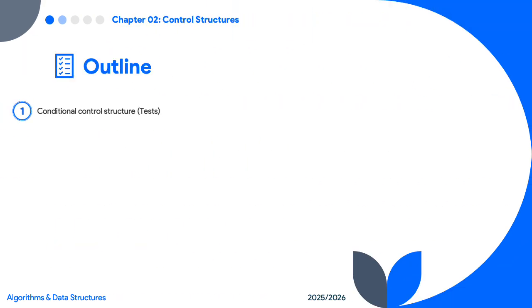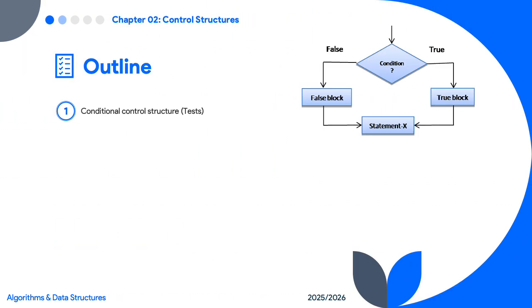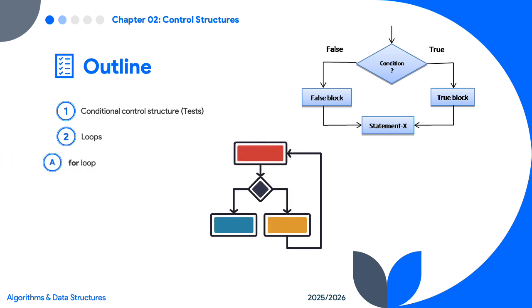As an outline, starting by conditional control structures, which means tests to make our algorithm able to decide which set of instructions it should execute. Next one, the three types of loops to give our algorithm the ability to repeat a set of instructions as it needs.